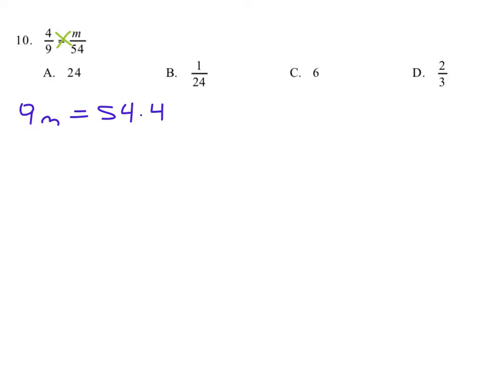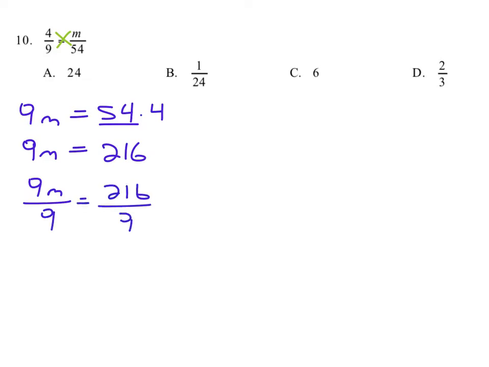Now, you might have noticed that I said this before on the last problem, that multiplying by 4 is just multiplying by 2 and then multiplying by 2 again. So I'm going to multiply 54 times 2. That's 108. And then I'm going to multiply 108 by 2. That's 216. So I got 216 here. 9m equals 216. So 9m divided by 9 equals 216 divided by 9.